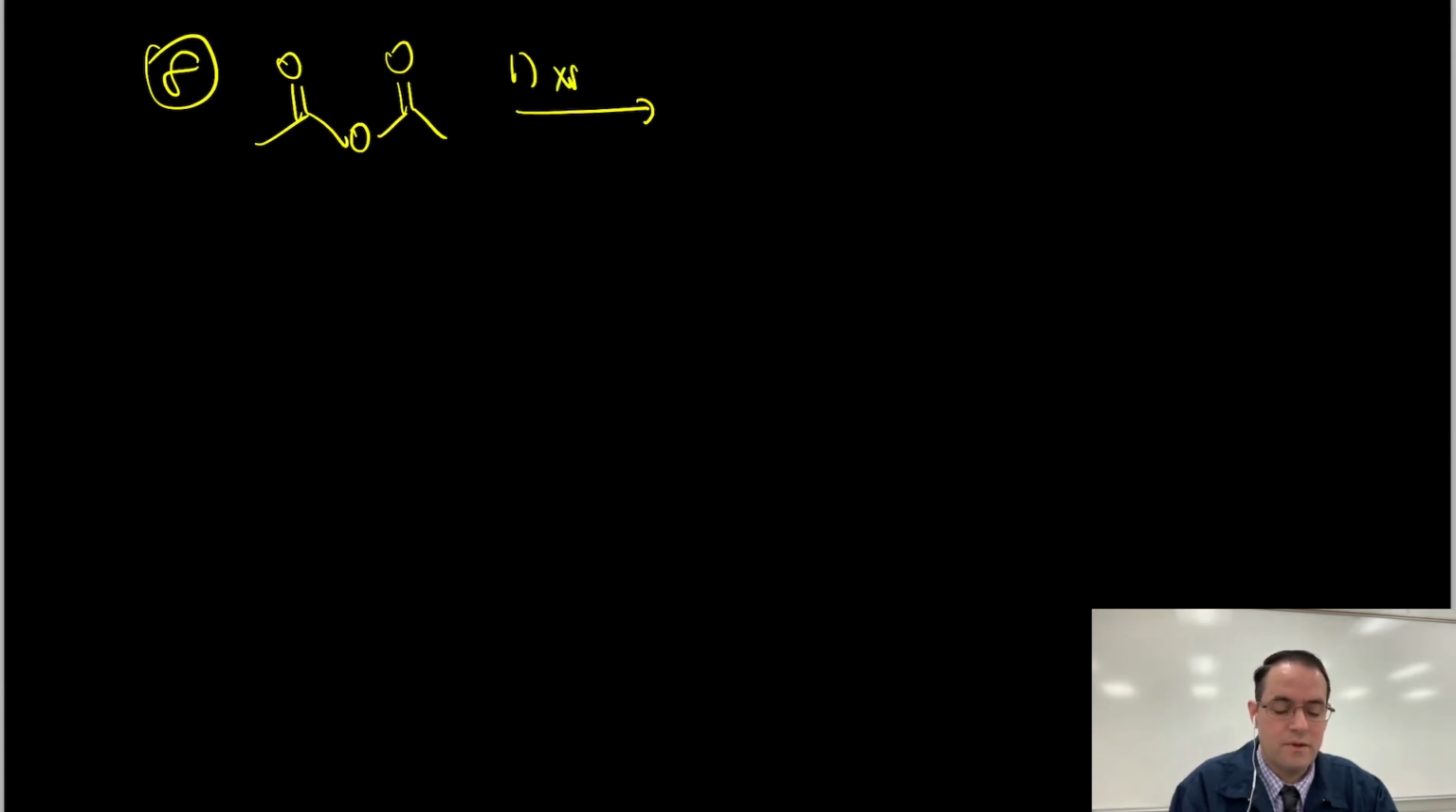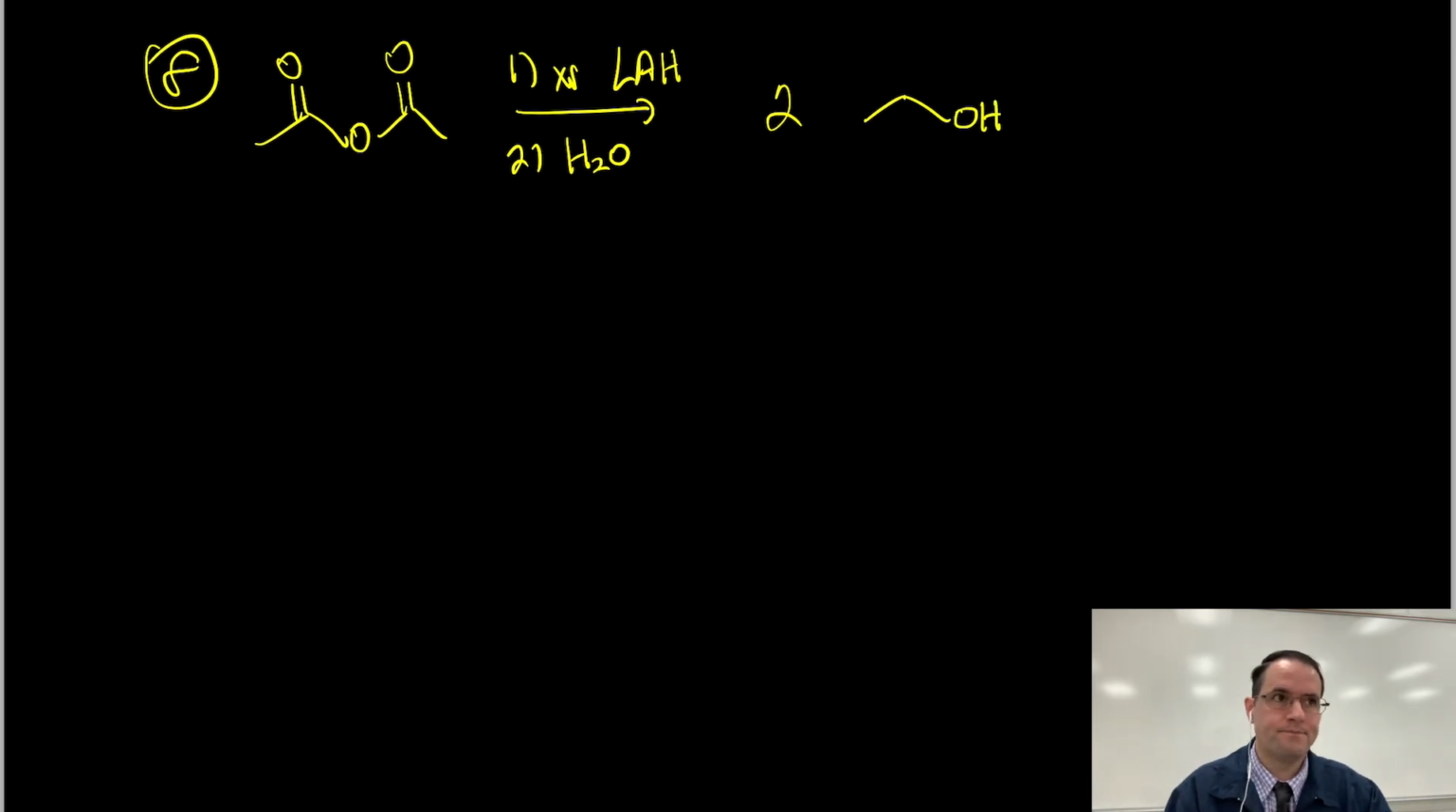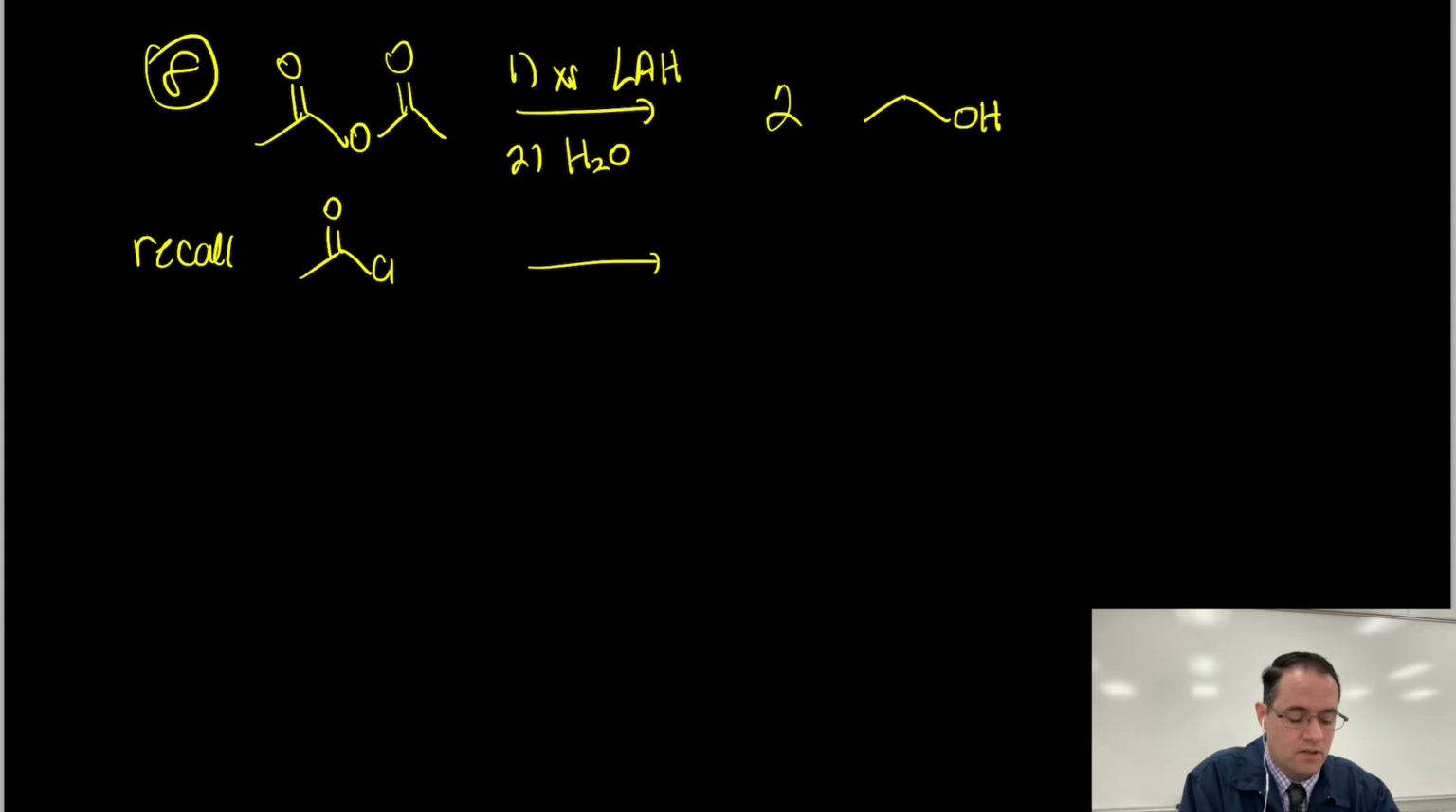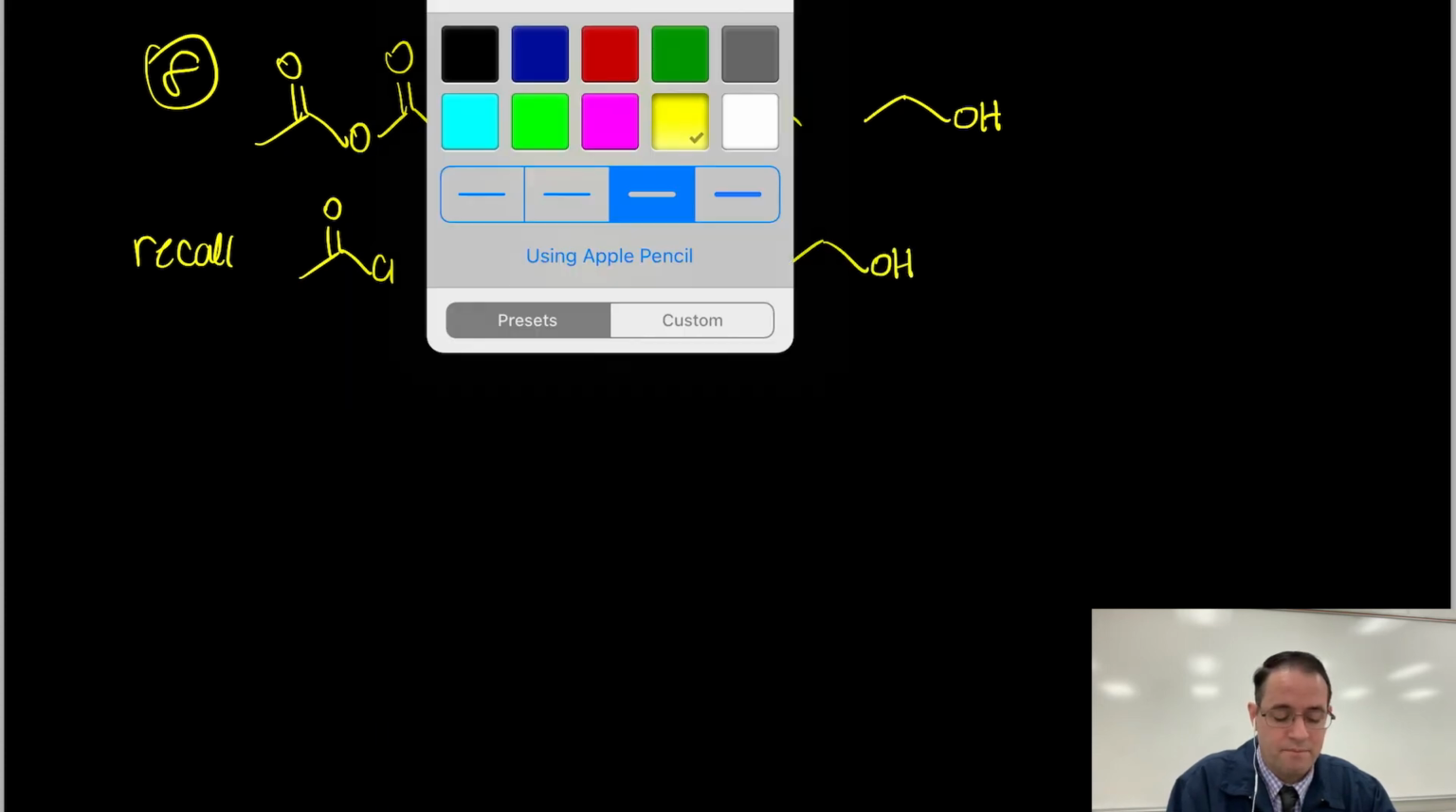The book says excess, but I never write excess because we all know that lithium aluminum hydride has extra hydride in it, okay? And so what you form here are 2 equivalents of an alcohol. Recall that if we have an acid chloride, and we do the same thing, so these are ditto marks, right? Just copy above. What you get is the same thing. You get a primary alcohol.